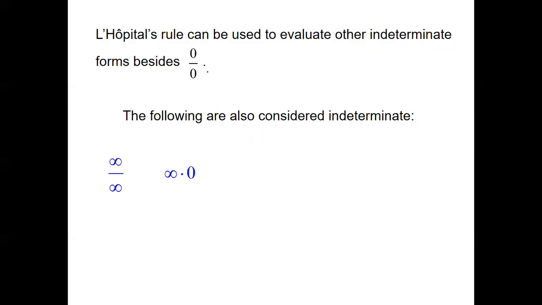0 times infinity is also indeterminate. Infinity minus infinity is indeterminate. That is not 0. 1 to the infinity, that's a strange one to think about, and we'll talk about that another day. That's indeterminate, as well as 0 to the 0 and infinity to the 0. Now the 7th one is the 0 over 0, the one that I started out with. There's your 7 indeterminate forms. You might want to jot those down.